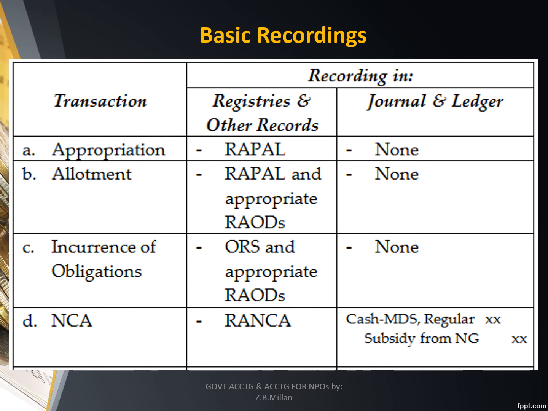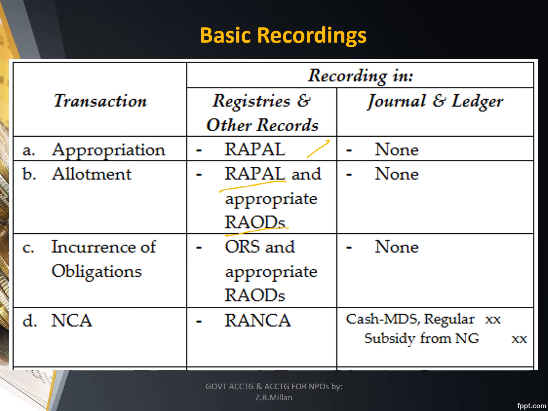So, ang ating appropriation is recorded in RAPAL, after which, kapag naka-receive tayo ng authority from the DBM to incur obligation, yung allotment ay nire-record natin sa RAPAL and sa appropriate RAODs ng mga expenditures natin. Again, ang RAOD natin is per object of expenditure.